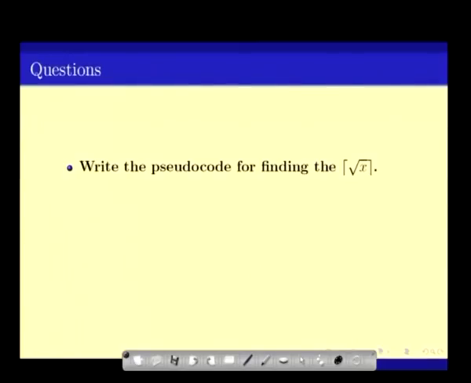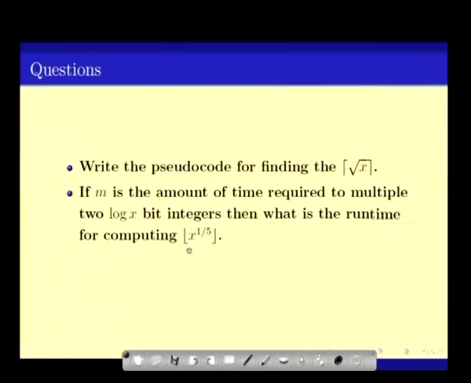So, here are some questions. Write down the pseudocode for finding not the floor of square root of x, but the ceiling of square root of x, or in other words, the smallest integer that is bigger than square root of x. Also, the next question is, what happens if I ask you to compute the floor of fifth root of x? Can you do something similar? So, if m is the amount of time required to multiply two log x bit integers, what is the runtime for computing the fifth root of x? Also, write down the pseudocode for finding the fifth root of x.